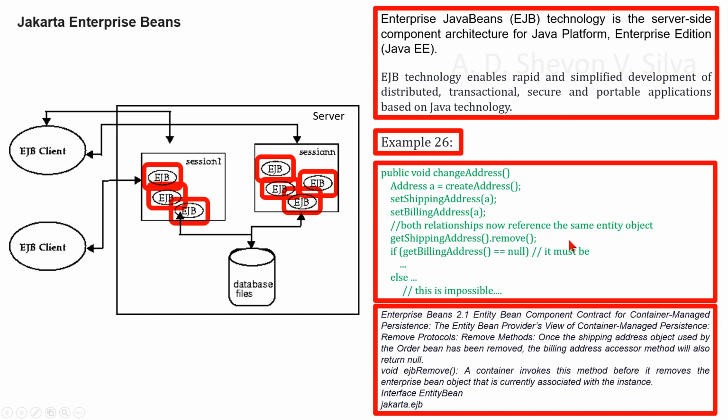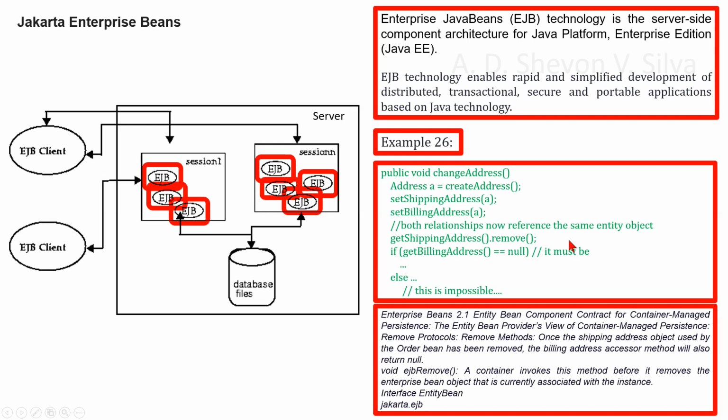The container must detect any attempt to assign a removed entity object as the value of a CMR field or another object, as an argument to a set accessor method, or as an argument to a method of the java.util collection API, and throw the java.lang.IllegalArgumentException.